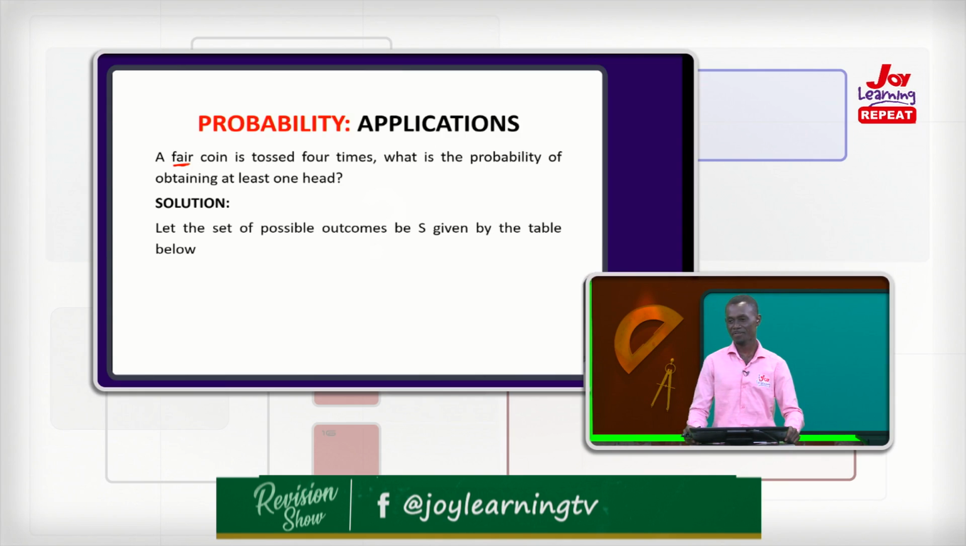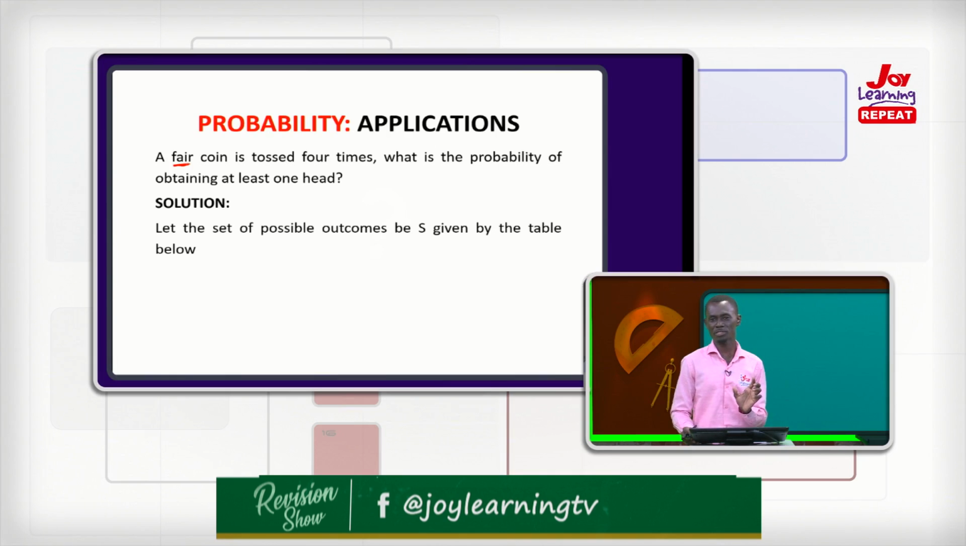The possible outcome is head or tail. Okay, that is for 1 toss. Yes, 1 coin. No, it is 1 coin tossed 4 times. So, the first time, head or tail? Okay. Second, tail or head? Okay. Third, head or tail?